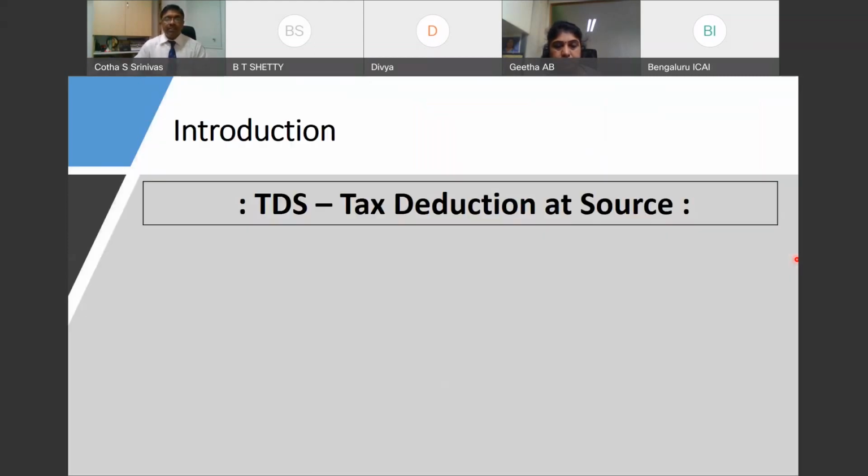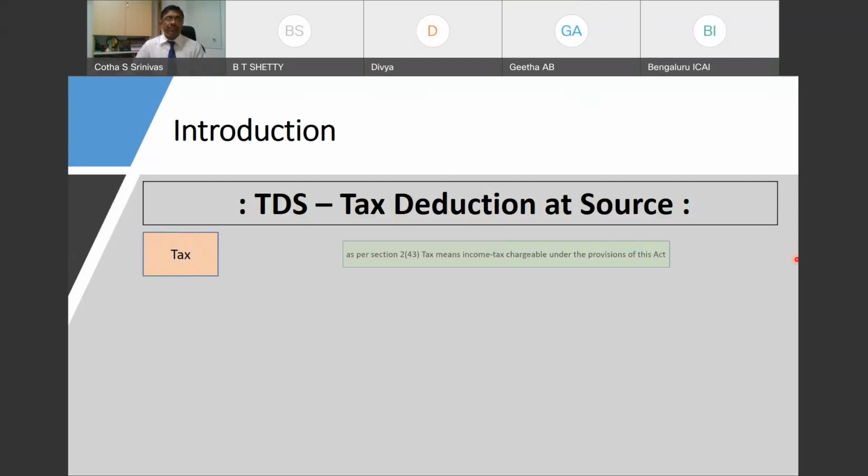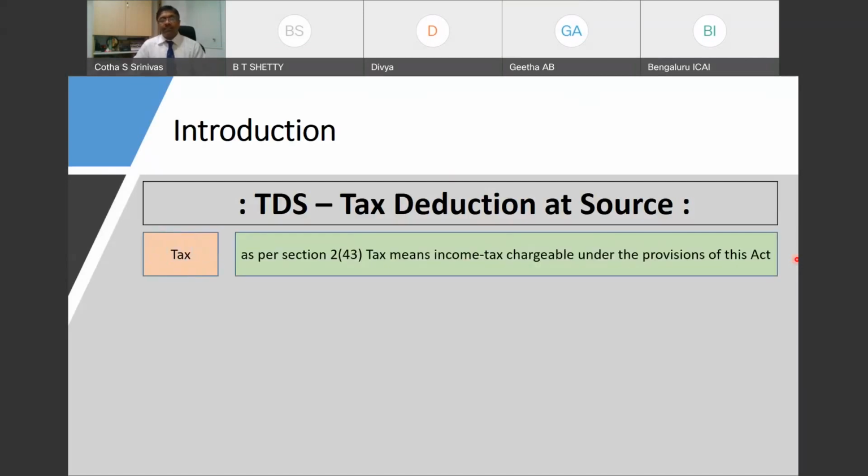Coming to the introduction, of course, all of us are aware of tax deduction, so it's not a new chapter as such. I'll quickly run through this introduction. What I talk about in the introduction is tax deduction, so there are 4 words as such. First word is tax, defined under Section 2, subsection 43 of the Income Tax Act. Tax means income chargeable under the provisions of this Act. This Act means Income Tax Act 1961.